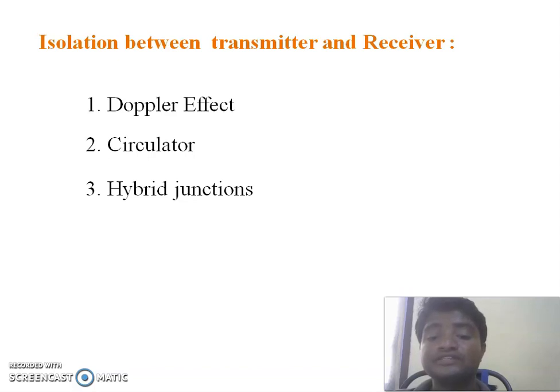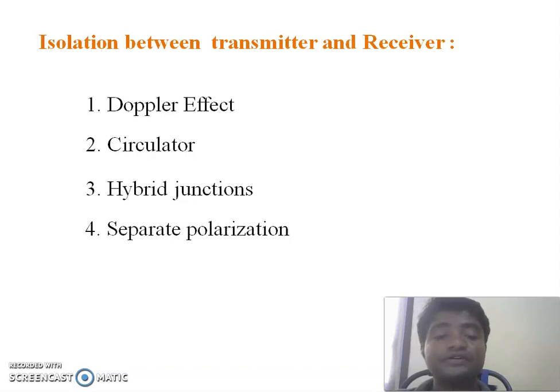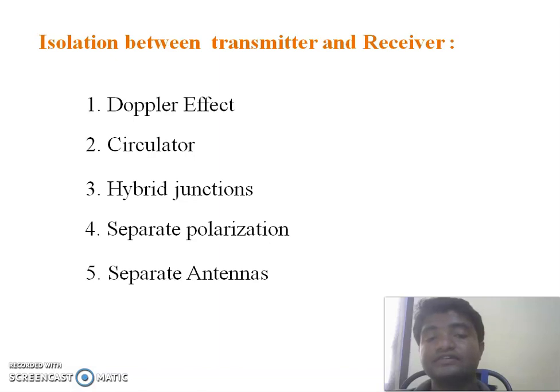And by using separate polarizations, one polarization for transmission and another for reception, we can also provide the isolation between transmitter and receiver. And the largest isolation is provided by using separate antennas. For transmission one antenna is used and for receiving another antenna is used, so that maximum isolation between transmitter and receiver is possible.